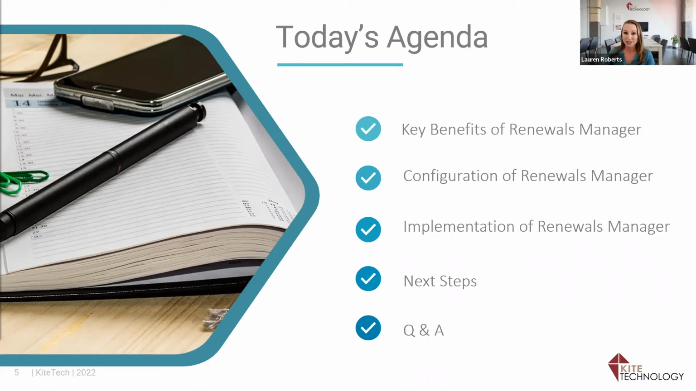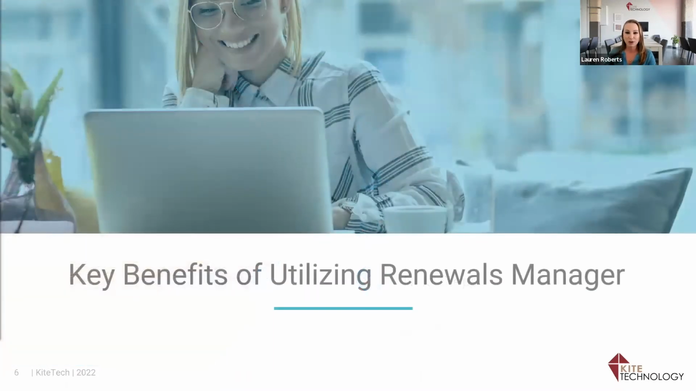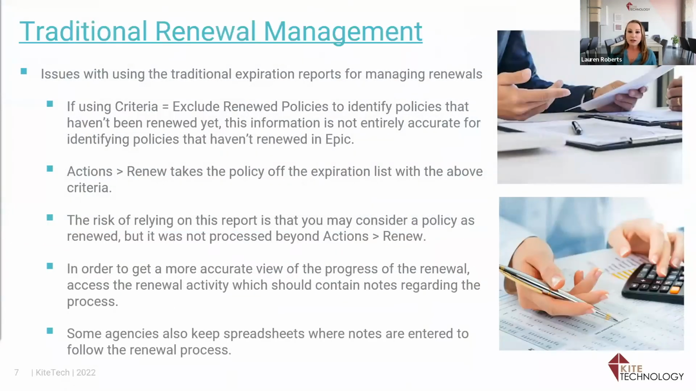So without further ado, let's go ahead and get into what some of the key benefits are of using Renewals Manager in your agency. I want to talk to you a little bit first about what your traditional renewals management might look like. Many agencies will use expiration reports. You might be sending those out 120 days prior to expiration, or 90 or 60 or 45. You're sending them out in some way, shape, or form.